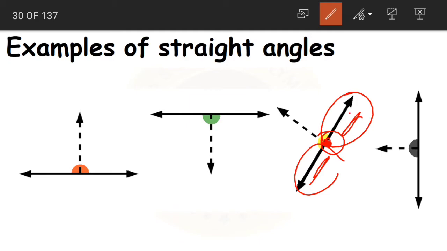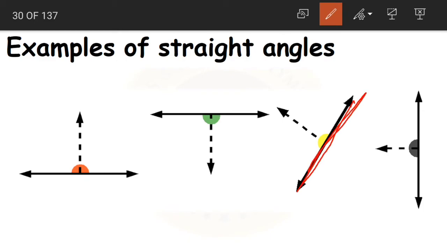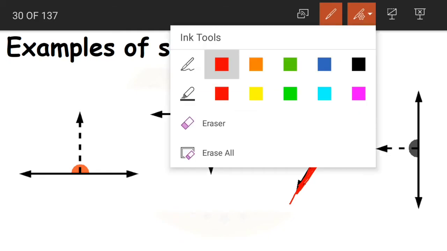So because they are in opposite direction, what can we see here, children? We can see that they have formed a straight line. So as they have formed a straight line, the angle thus formed becomes a straight angle. Is this clear? The angle thus formed becomes a straight angle.